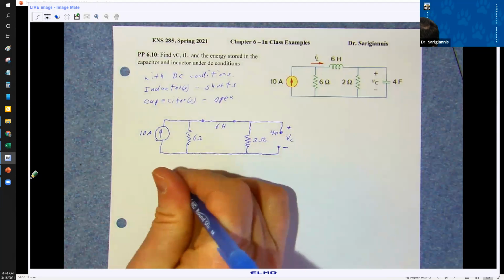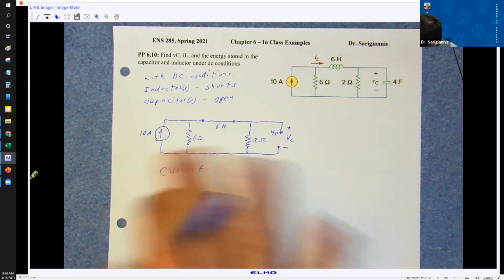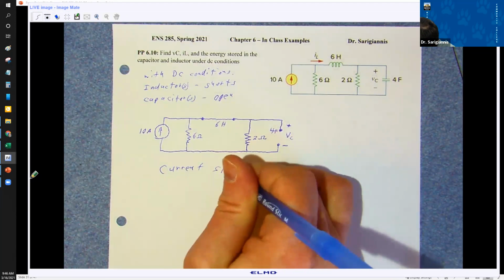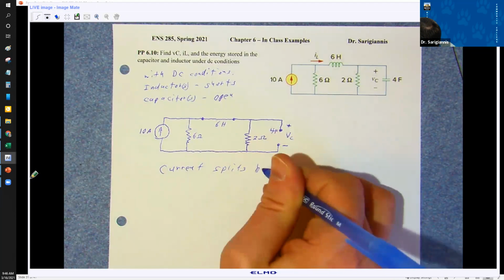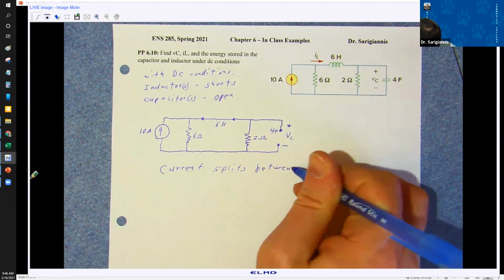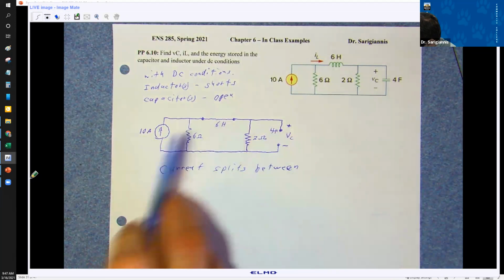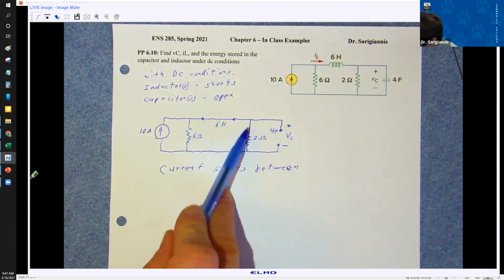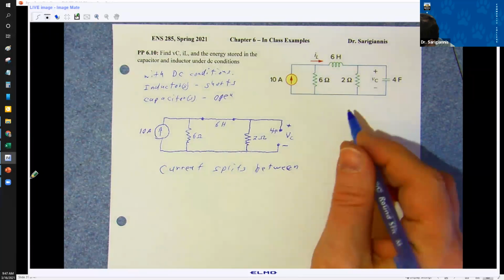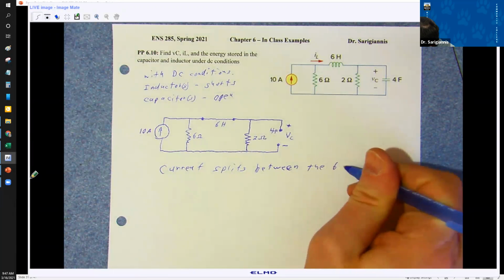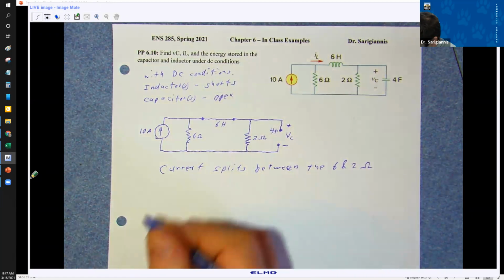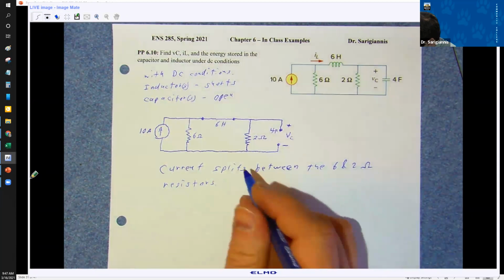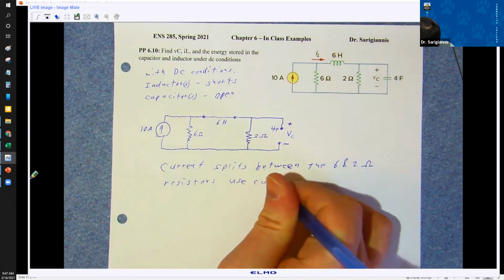All right, so once this circuit's been turned on and has reached some kind of steady state, the current splits between, well, let's just look at this. The current can pass through here, but it can't pass through here because it's now a short. The current has got to pass between these two resistors, between the 6 and 2 ohm resistors. So we can just use current division. I'll just make a note: use current division.